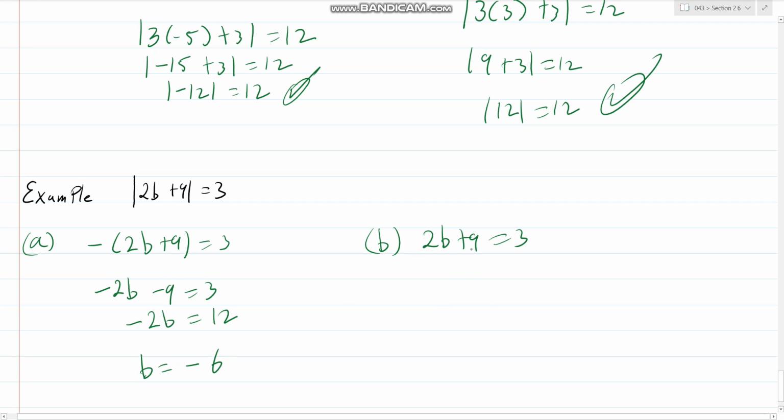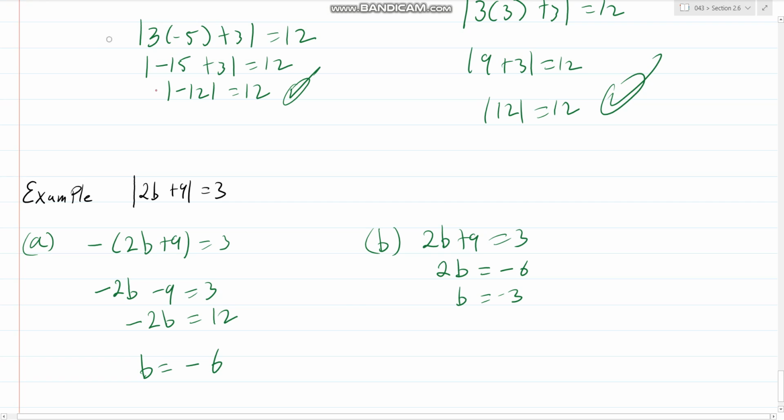So I need to check that one. On this side, I need to subtract 9 from both sides. So I get 2b equals negative 6. Divide both sides by 2. I get negative 3. All right, now I can plug those back in and see what happens.